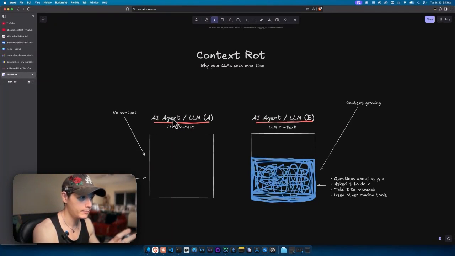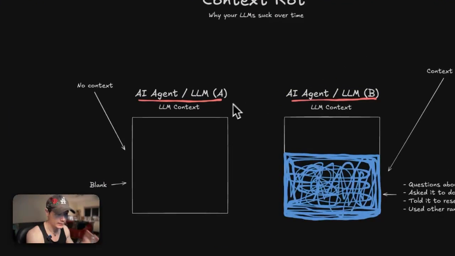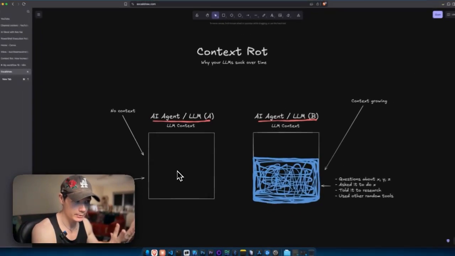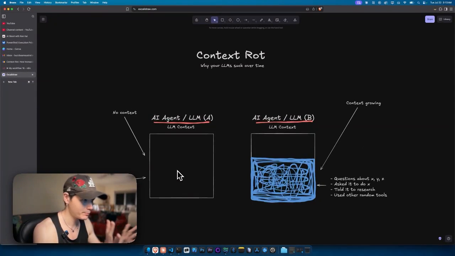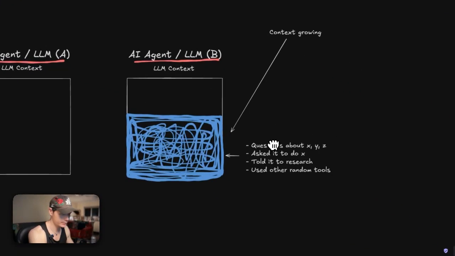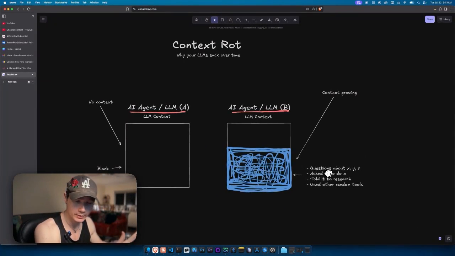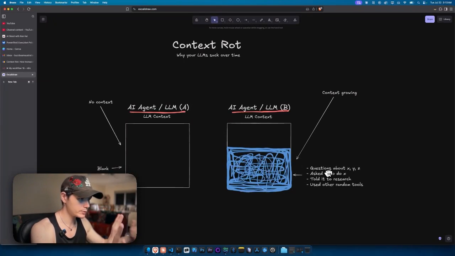We have AI agent A and AI agent B. Now, AI agent A doesn't have any context, completely blank. There's nothing in its memory, in its head, nothing at all. But AI agent B does have context. This might be a series of questions that we've been asking it. Maybe we've been asking it to do research using random tools, MCP tools, whatever it may be, and this is building up context over time.